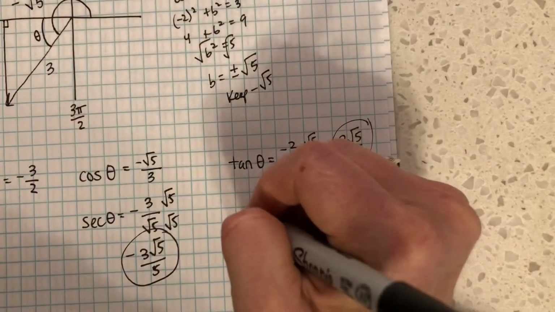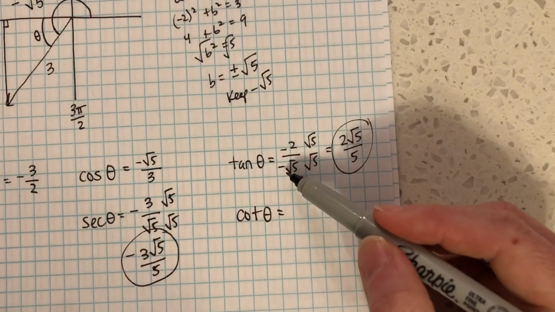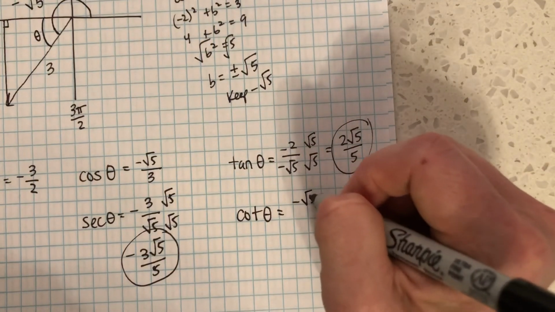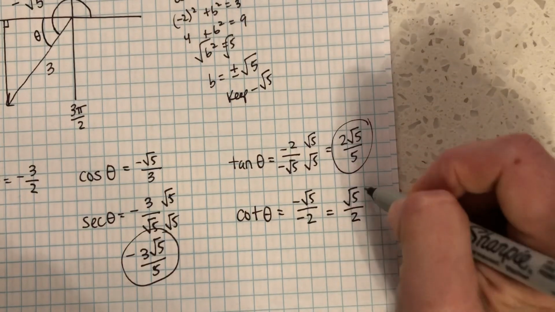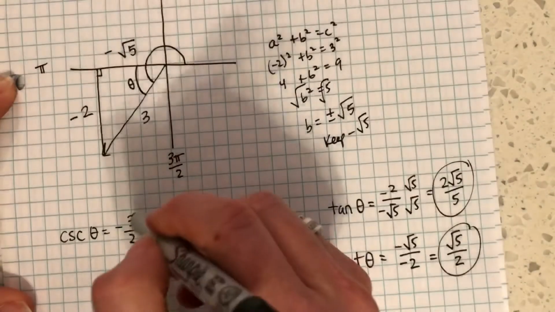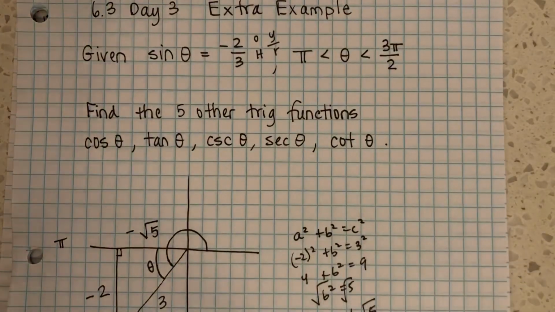All right, so now the cotangent of angle theta, it's easier to flip over the original one before I cleaned it up. That's negative √5/2, which is just positive √5/2. And now you have found all the other 5 trigonometric functions, okay? All right, good luck on your day 3 homework.